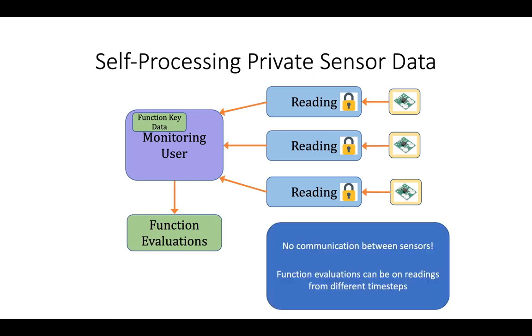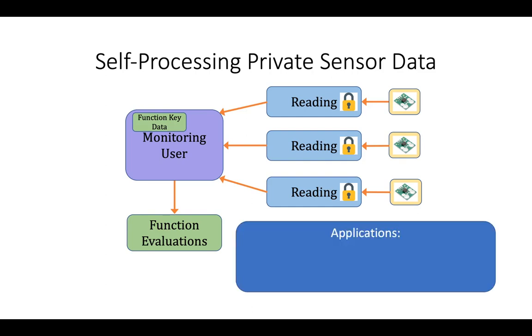Now observe that in this setup, there is no communication between sensors. Moreover, the function evaluations can be on readings from different time steps. That is, we could consider a scenario where one sensor took a reading at 5 minutes and another at 10 minutes. And then a different sensor took a reading at 15 minutes. Our system will support a function evaluation computed jointly on these three readings, even though they took place at different times and were taken by different sensors.